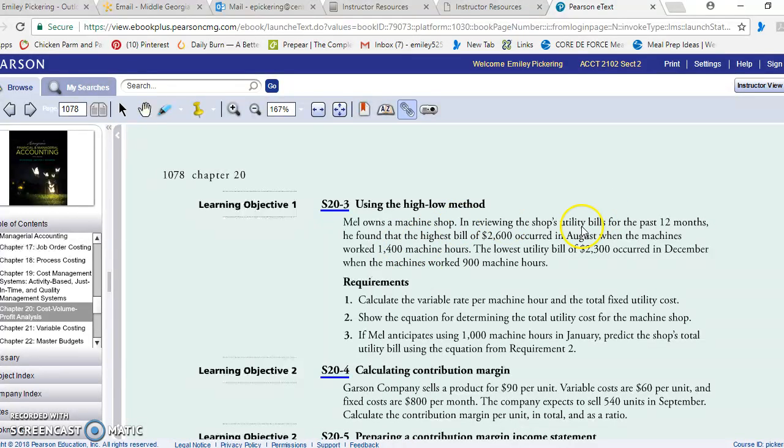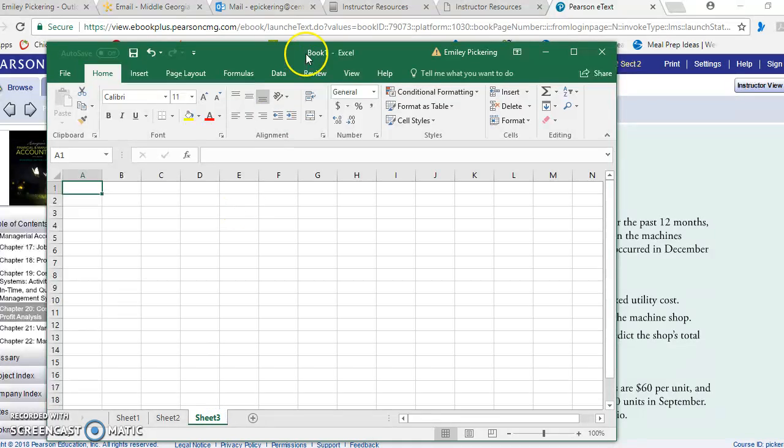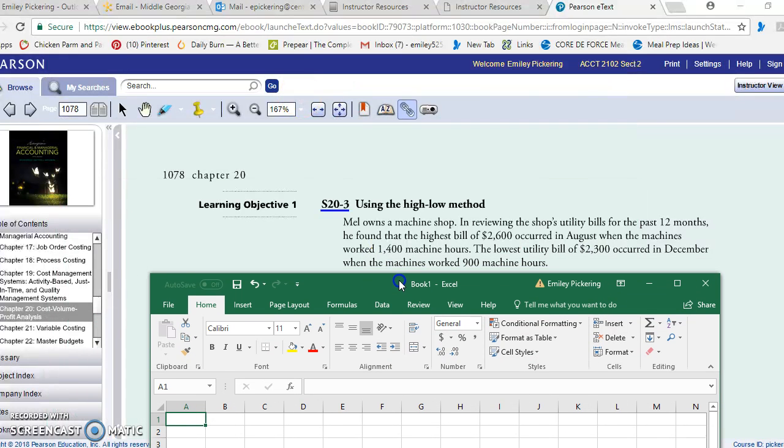So the highest bill was 2,600 and occurred in August with 1,400 machine hours, and the lowest bill was 2,300 when they had 900 machine hours. So what we're going to do is take the highest, so it's going to be 2,600 minus the lowest, 2,300, and we're going to put that over the number of machine hours. So the high was 2,600 with a total of 1,400 machine hours, so the highest number corresponding with the lowest number.